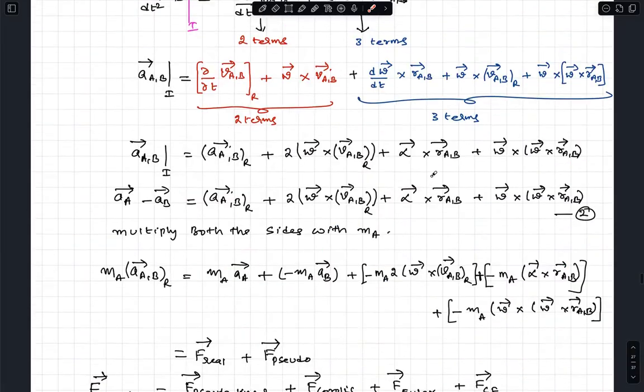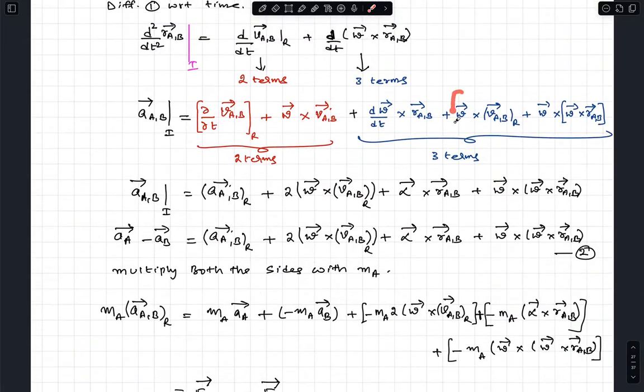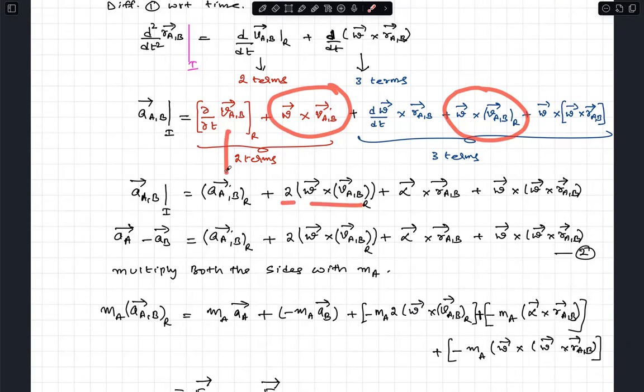I have used one straight away here. That is how you got three terms. Hey, this term and this term both are same. Both are same. So I have written this two times of this. And you know this you will call as acceleration of A with respect to B rotation frame.